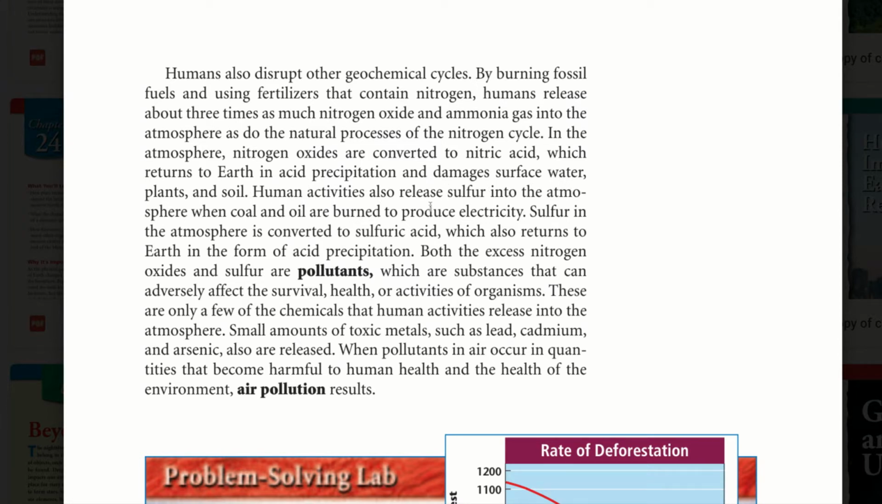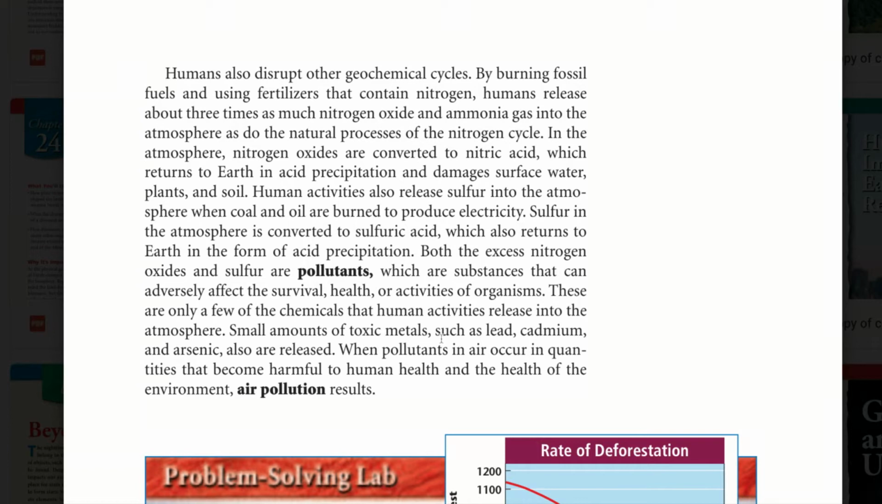Human activities also release sulfur into the atmosphere when coal and oil are burned to produce electricity. Sulfur in the atmosphere is converted to sulfuric acid, which also returns to Earth in the form of acid precipitation. Both the excess nitrogen oxides and sulfur are pollutants, which are substances that can adversely affect the survival, health, or activities of organisms. These are only a few of the chemicals that human activities release into the atmosphere.